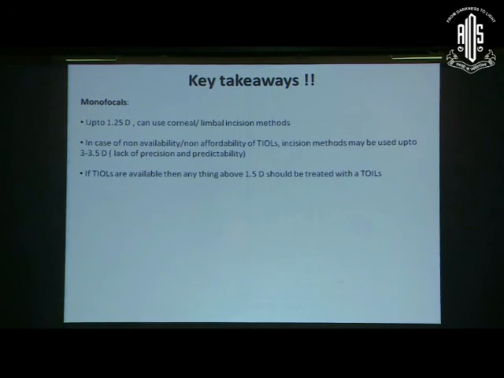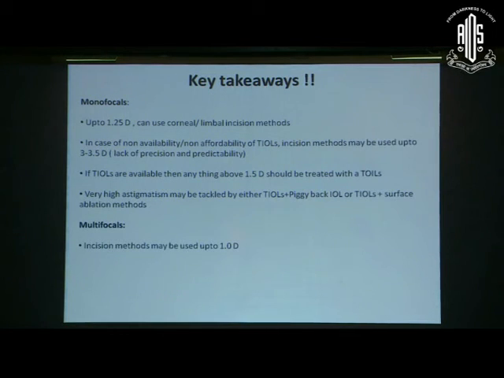If torics are available, above 1.5 you should aim for toric. And very high astigmatism can be tackled with piggyback IOLs in the first setting itself. For multifocals, again, more than 1 diopter, you should try for toric. And under that, you can use incisional methods.